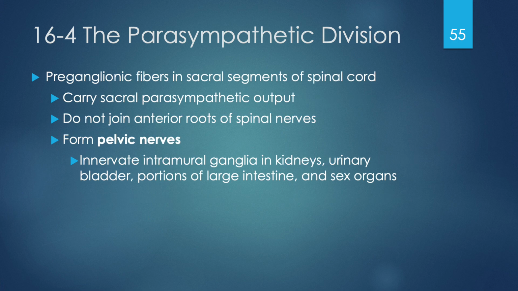In the sacral segment of the spinal cord, the preganglionic fibers, those long ones, are going to be carrying sacral parasympathetic output, and they don't join the anterior roots of the nerve. Instead, they form pelvic nerves, and these innervate the intramural ganglia. Remember, the intramural is inside, within the wall. Intramural ganglia in the kidneys, the urinary bladder, portions of our large intestine, and also the sex organs.